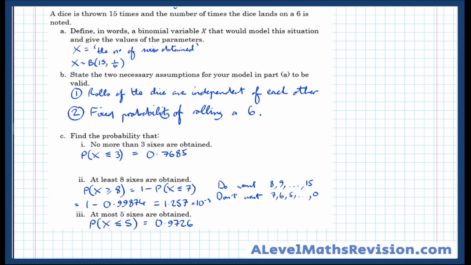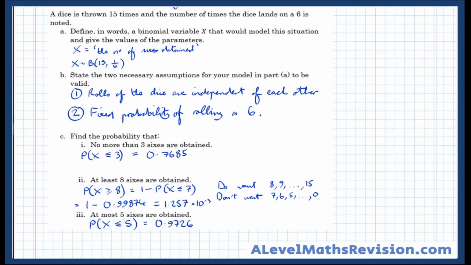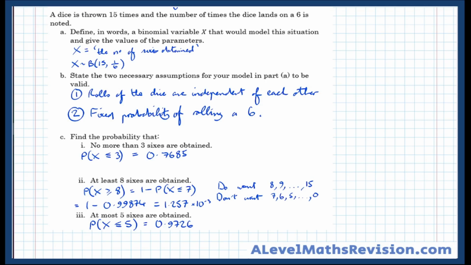0.9726. And that basically is the binomial distribution and some problems in context. The most important part here is to know what the terminology means, things like no more than, at least, at most, etc., and be able to regurgitate the assumptions that we looked at, but the assumptions must be regurgitated in the context of the question. So have a go at the questions, check every answer as you go, and most importantly, enjoy doing it.